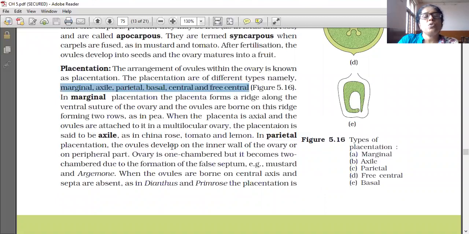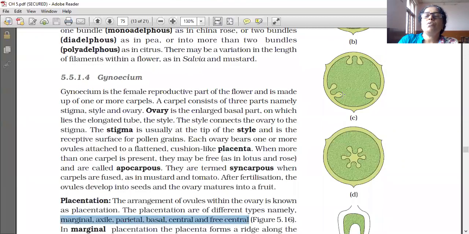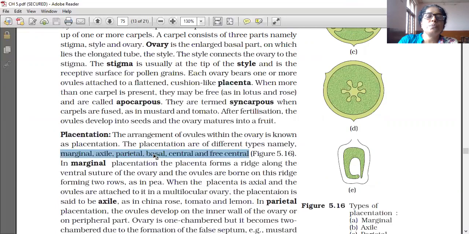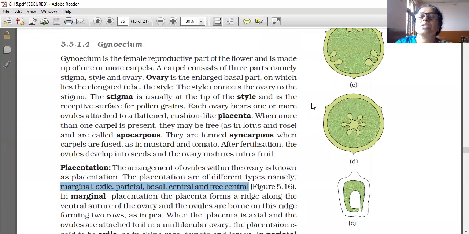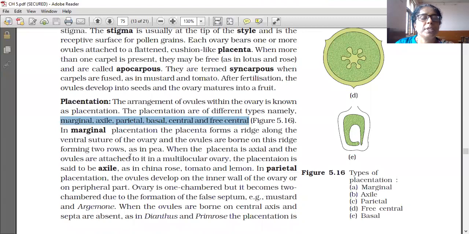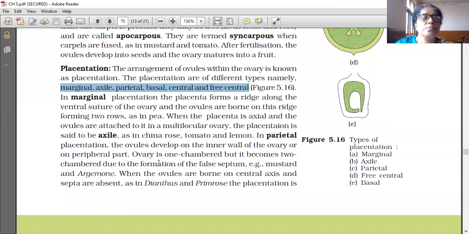In parietal placentation, ovules develop on the inner wall of the ovary or on the peripheral part. The ovary is one chambered, but it becomes two chambered due to the formation of a false septum. Examples are mustard and Argemone. You have to learn the examples by heart.